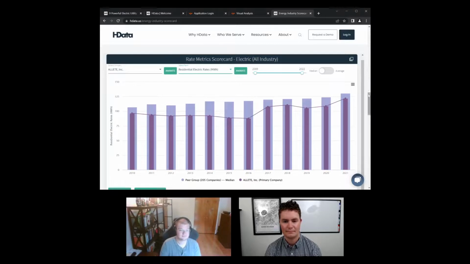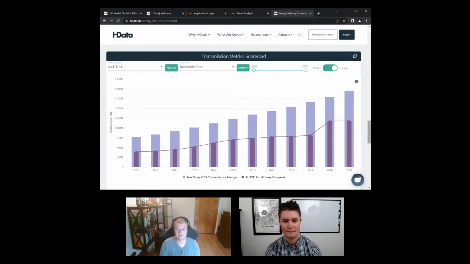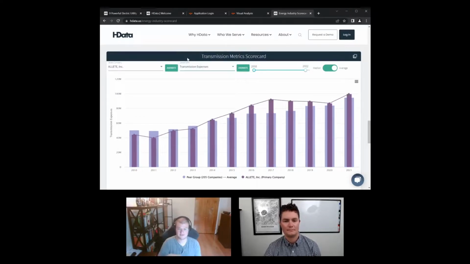We can also look at specifically transmission. So I brought up a little bit of transmission rate base. Transmission plant value, that's what feeds into the rate base. So you can see how particular companies are investing in transmission infrastructure. You can also show the transmission expenses. So are the transmission expenses matching what we would see in transmission infrastructure?